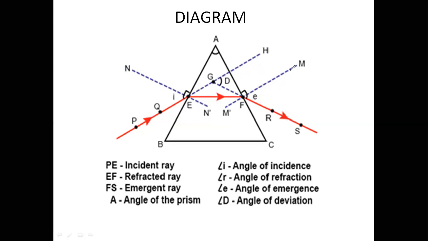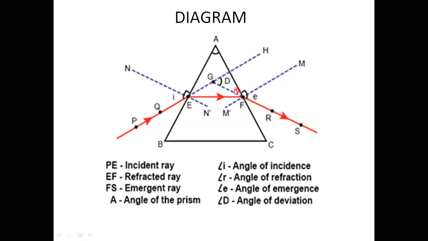Now D is the angle of deviation between the incident ray, following the path of EH, and RS, which is my emergent ray. So this D is the angular deviation between incident ray and emergent ray. This is quite different from what we studied in the glass slab. In the glass slab, we didn't see any angle between incident ray and emergent ray. Instead, we saw a lateral displacement. In a prism, we see that there is a certain angle D between the incident and emergent ray.